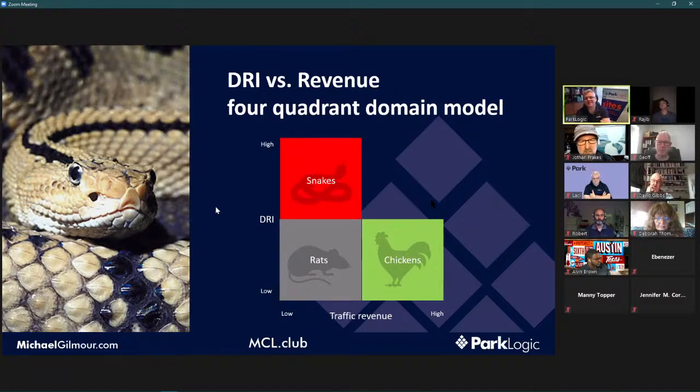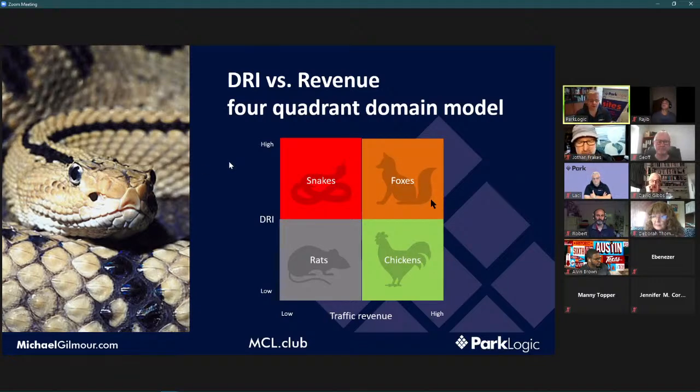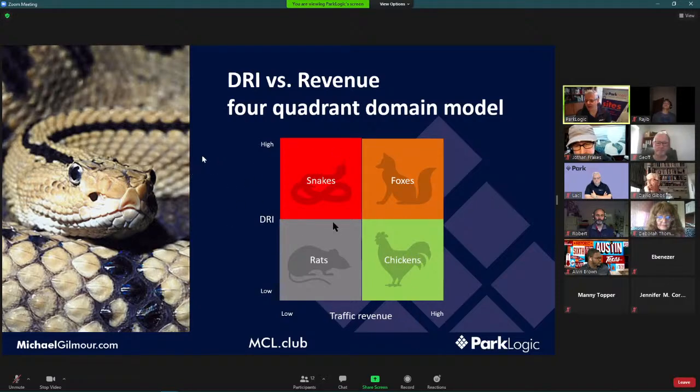But here are the bad guys. These are the snakes. They're high risk. They're potentially damaging the quality of your entire portfolio in the eyes of advertisers, and they don't even generate revenue. So you definitely don't want the snakes in your portfolio. Then we have the foxes. The foxes are a bit sly. They actually generate revenue, but they're very high risk as well. So we've got to work out which camp each domain is in, which one of those quadrants. And that's very important in assessing a portfolio.